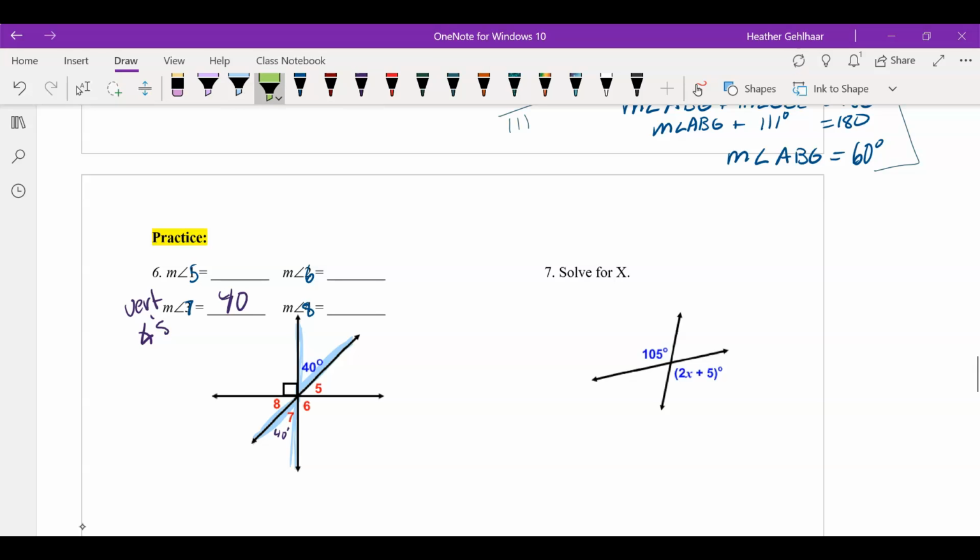So if this is 40 degrees, we'll use that. We do know, ooh, this is a big one here, that this angle is a right angle, so that means it's equal to 90 degrees. So we can use that to help us. If that's 90 degrees, we also know that this is 90 degrees. So we can do 90 degrees minus 40 to get this one here. So the measure of angle 5 is going to be 50 degrees.